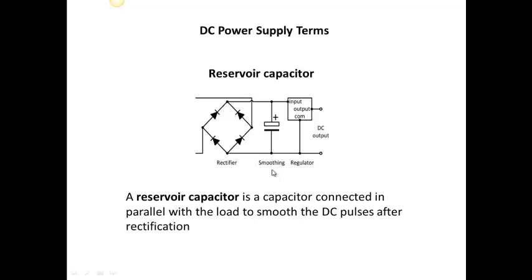A reservoir capacitor is a capacitor that's used to smooth the DC output. So we know this kind of bridge rectifier will give us full wave, but it will be very raw, pulsing DC. And if we put a capacitor across there, we can smooth that out, and that capacitor is known as a reservoir capacitor.